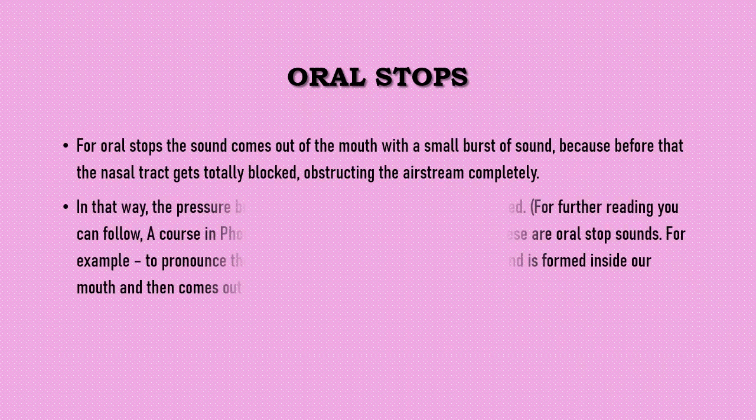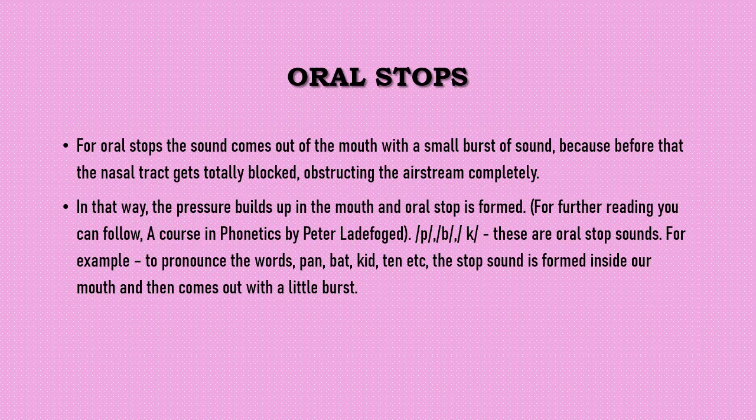For oral stops, the sound comes out of the mouth with a small burst of air, because before that, the nasal tract gets completely blocked, obstructing the airstream totally. In that way, the pressure builds up in the mouth and the oral stop is formed. Pa, ba, ka, these are oral stop sounds. For example, to pronounce these sounds, the words pan, pat, kid, pen, etc. The stop sound is formed inside our mouth and then comes out with a little burst.